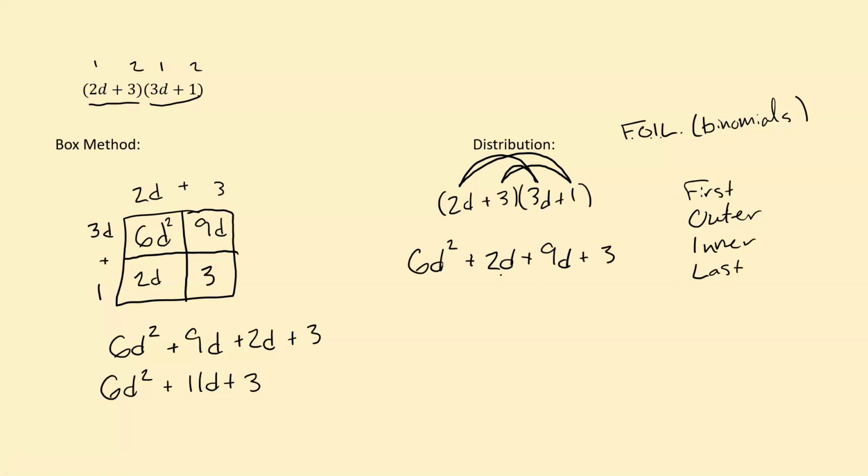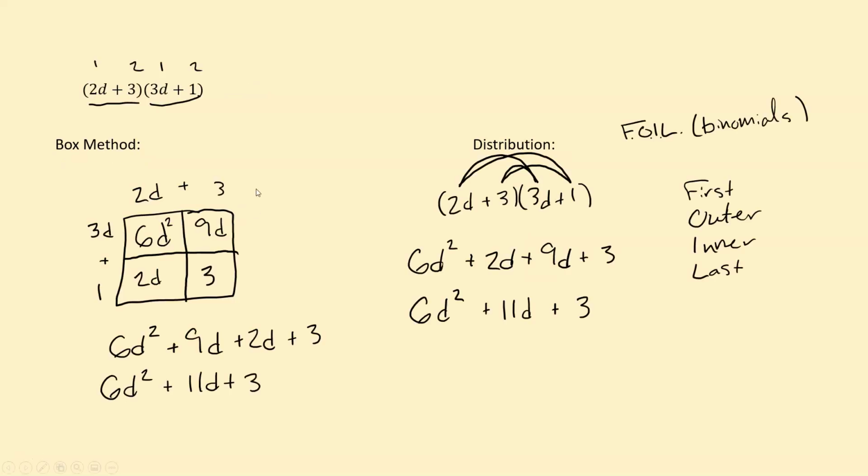So we have 6d squared plus 2d plus 9d plus 3. Once again, combine like terms: 6d squared plus 11d plus 3. So we got the same answer. This box method, I think, is a better way to organize things, but you also might see this distribution method, or here are the words FOIL, and so I wanted to show both things.